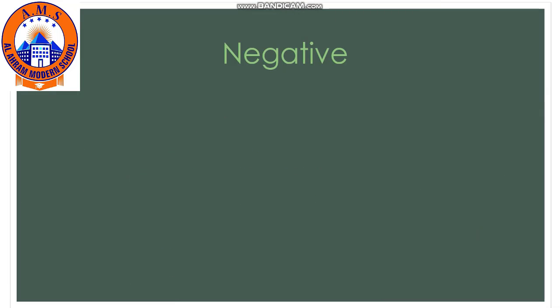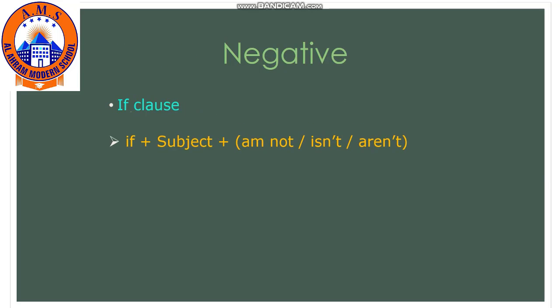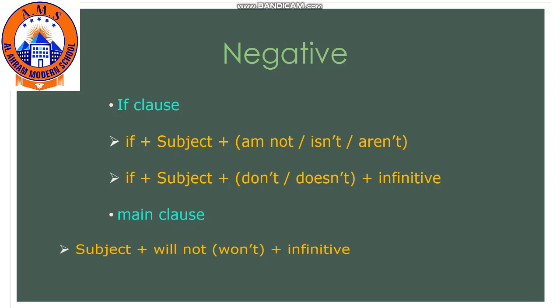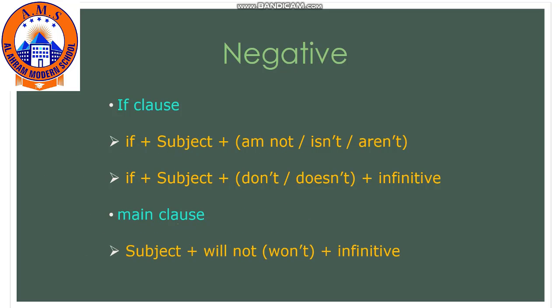The negative form: in the if clause, if subject am not or isn't or aren't, as it is present simple, or when we have a main verb, we have if subject don't or doesn't plus the infinitive of the main verb. The main clause will be subject plus will not, which is won't, plus infinitive.